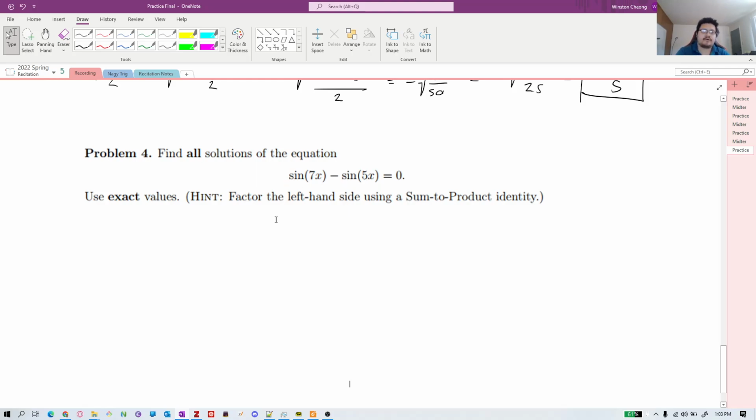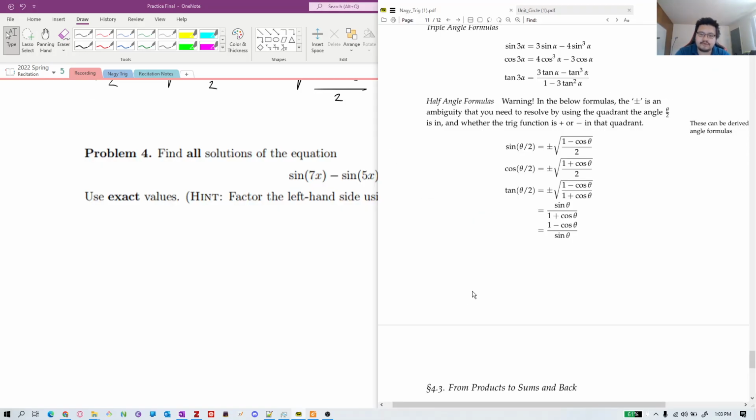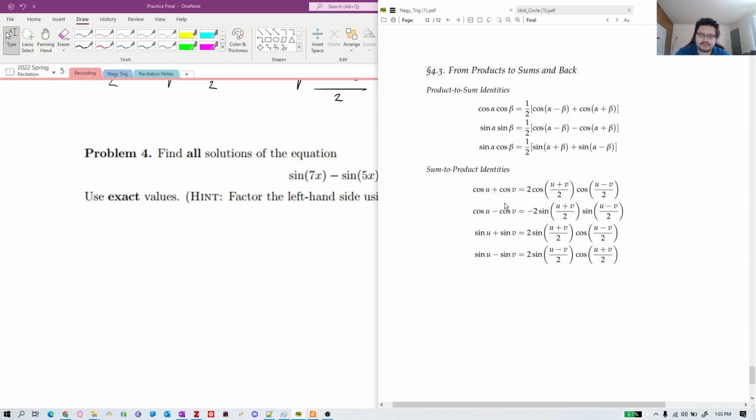So I'm thinking that I need the, okay, well, it does tell me, I need the sum to product form identity. Okay. So that's one of these guys. We see sine minus sine right here. So we're going to use this expression. Let's go ahead and do it.